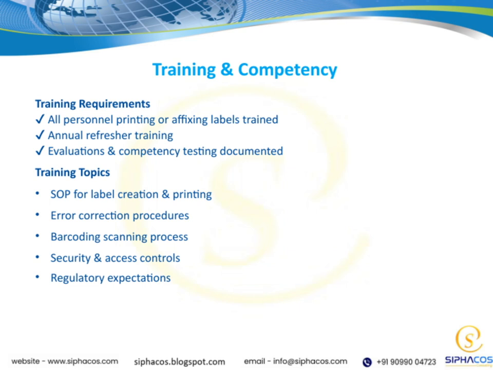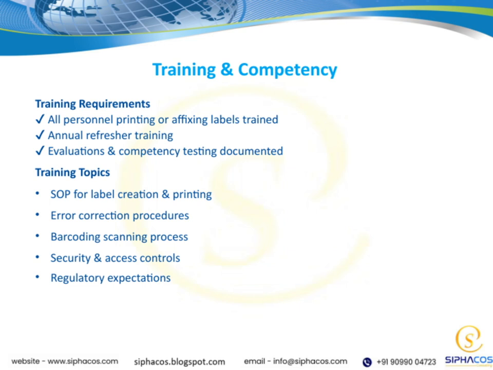Now, moving on to the training topics. These are the core areas everyone must be familiar with. We cover the SOP for label creation and printing, which provides clear guidelines to prevent errors. Error correction procedures are also essential, so staff know exactly how to address mistakes promptly and correctly. The barcode scanning process is another key topic. It's vital for accuracy and efficiency in our operations.